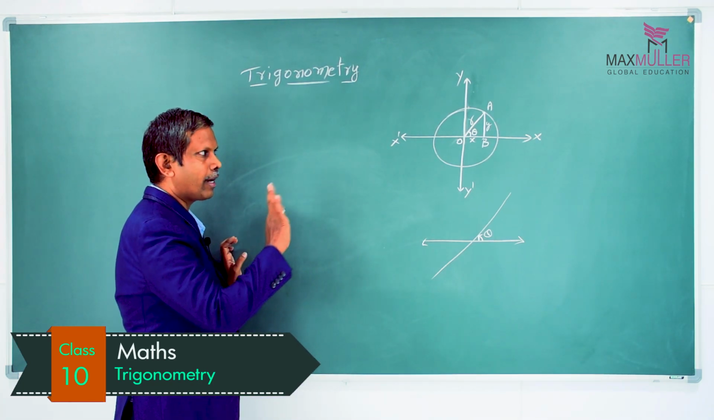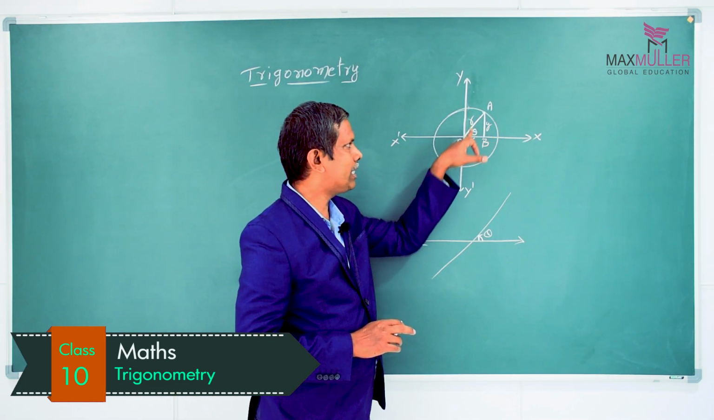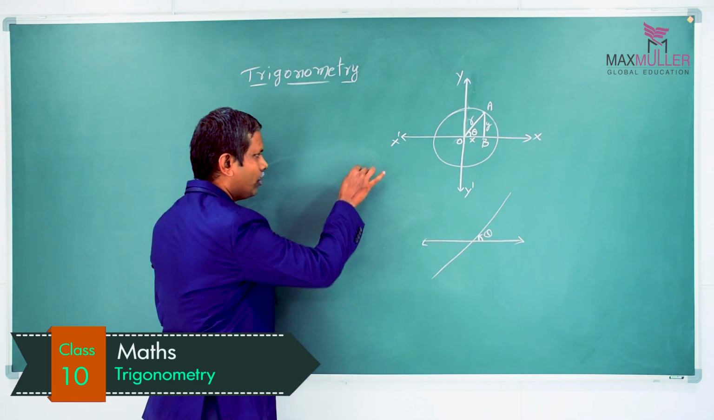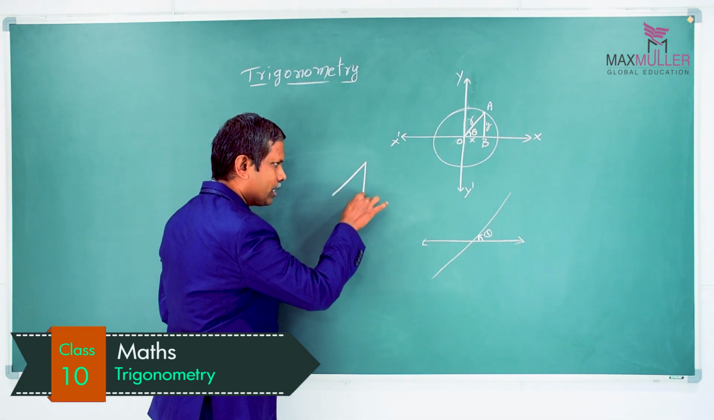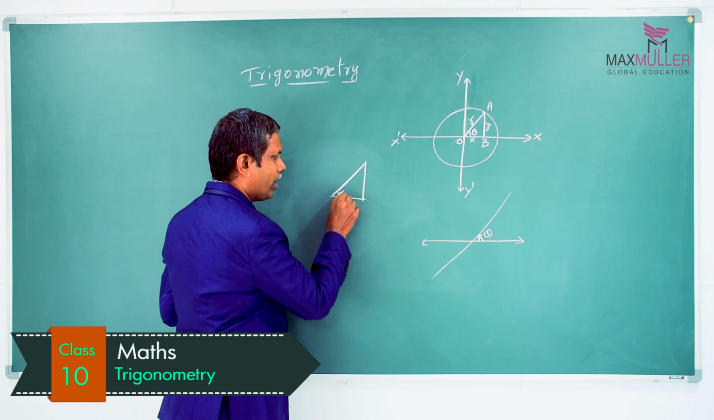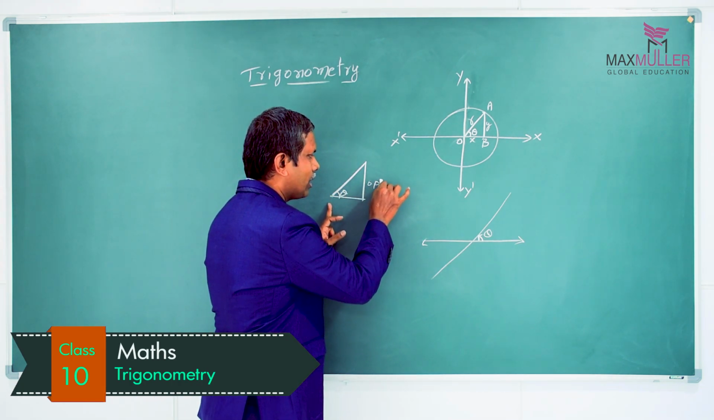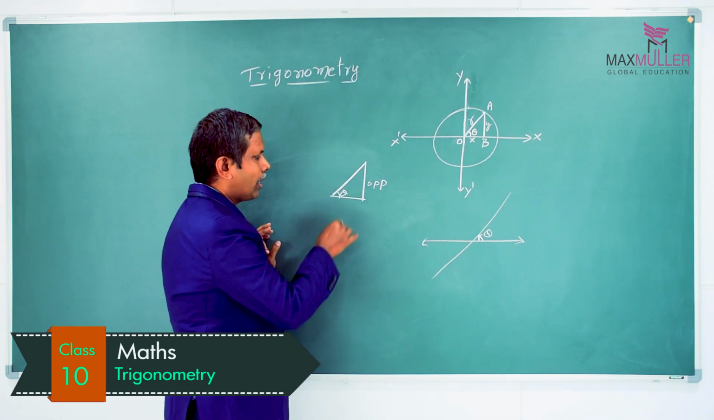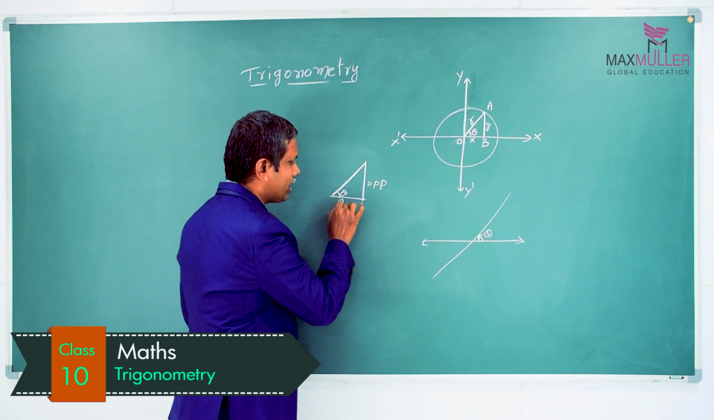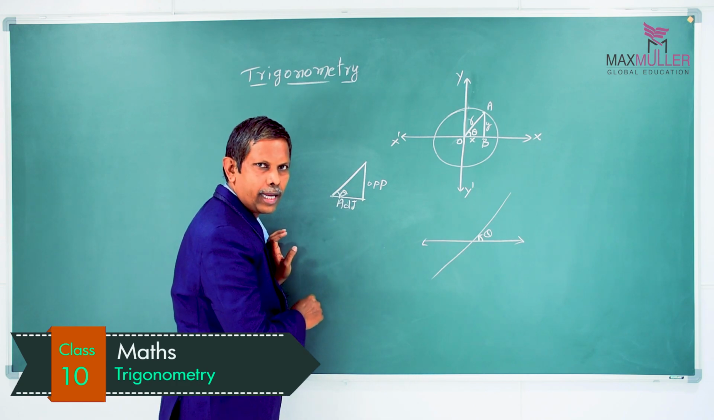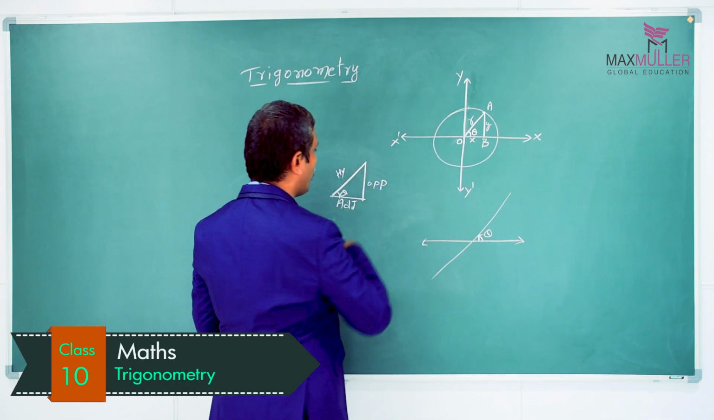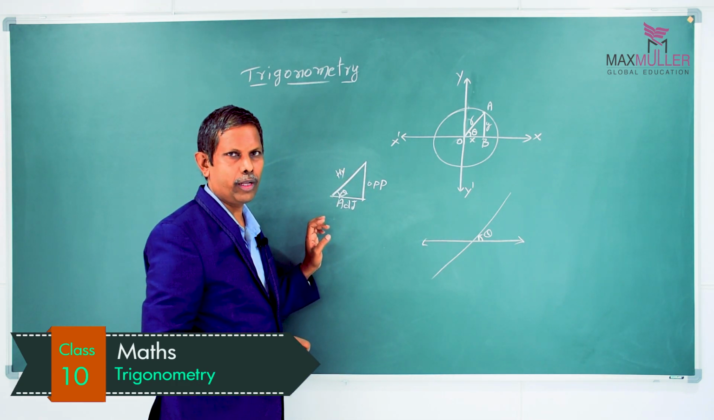So I am taking the ratios of these 3 sides. I am taking one triangle, which is also a right angle triangle. Here we have some angle theta. This is known as the opposite side, this is known as the adjacent side, and this is known as the hypotenuse.